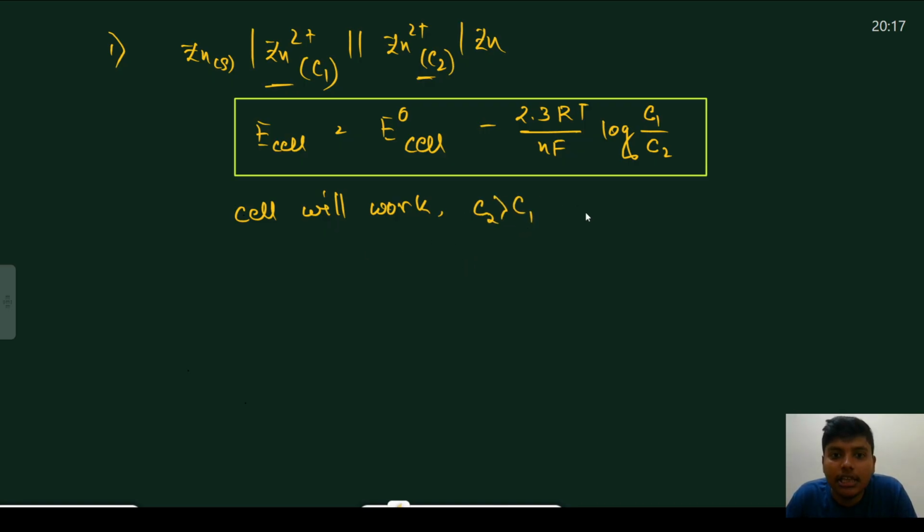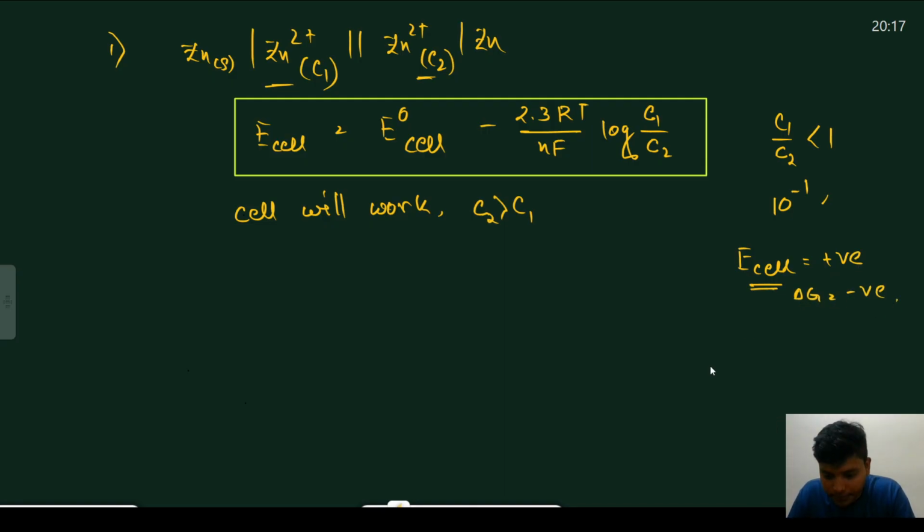If C2 is greater than C1, then the C1 by C2 value is always less than 1, yes or no? Yes. Let's suppose it is 10 power minus 1. So this whole value will become positive, and if the whole value becomes positive, E cell also becomes positive. And you know E cell positive means delta G negative, yes or no?